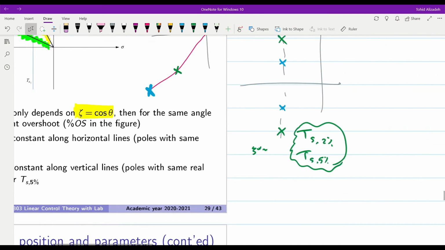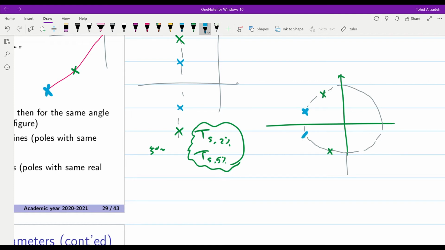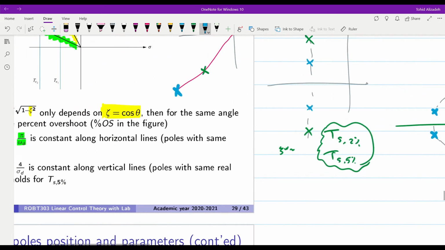So if I have, let me maybe draw it here, two systems, I try to draw a circle here. Not a precise one, but still it should be okay. So if you have two systems with poles here and there, since their omega n is the same, the rise time that we have for them will be also similar.